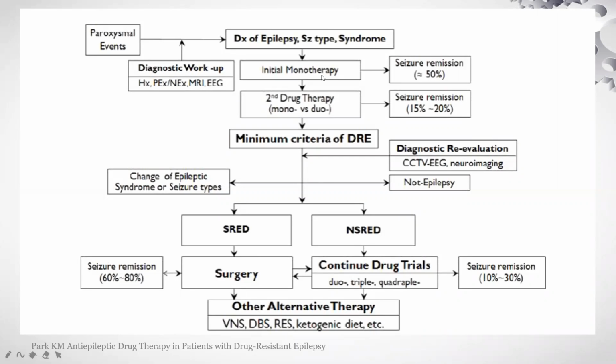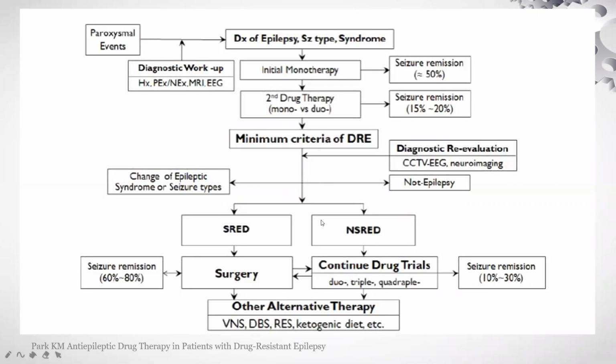Those patients who fail initial monotherapy are given a second drug therapy, either a monotherapy or a duotherapy. A further 15 to 20% will achieve seizure remission with this. Those patients who do not achieve seizure freedom with this also can be considered for the diagnosis of drug-resistant epilepsy. However, some of these patients will have pseudo-resistance because of wrong diagnosis of epilepsy, or because of wrong drug choices.